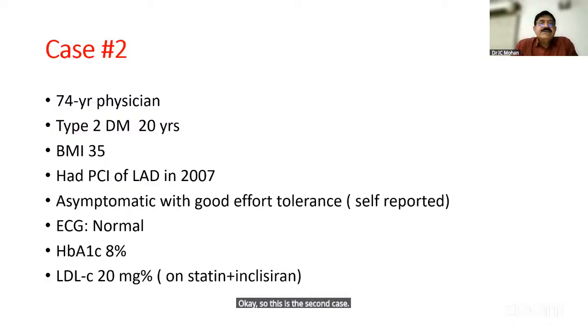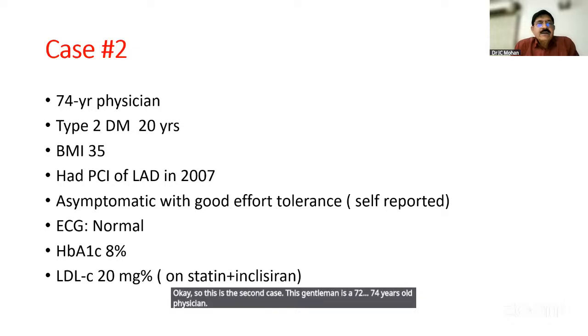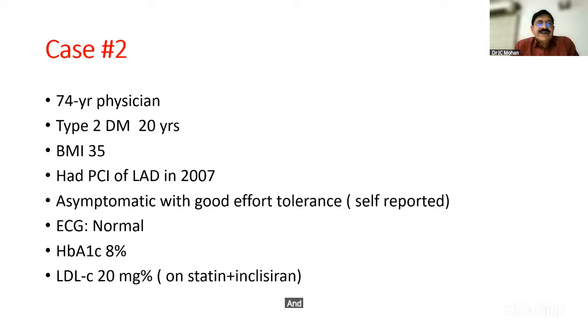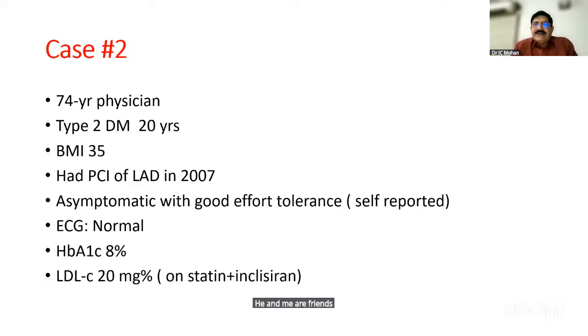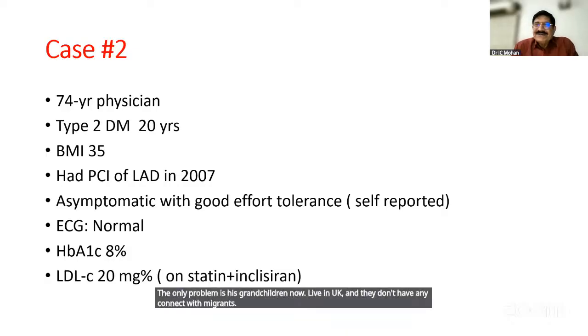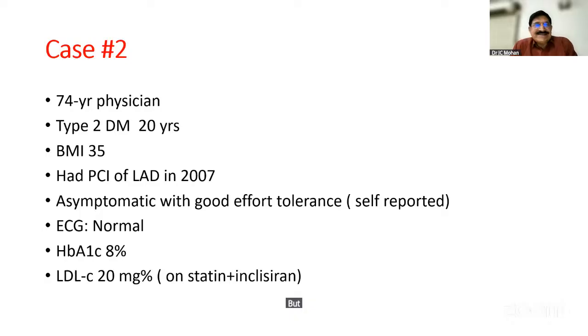This gentleman is a 74-year-old physician. And the interesting part is that there is a 5-generation connect with this physician. His grandfather and my grandfather were friends. His father and my father were friends. He and I are friends. His children and my children are friends. The only problem is his grandchildren now live in the UK and they don't have any connect with my grandchildren. But it's an interesting story.